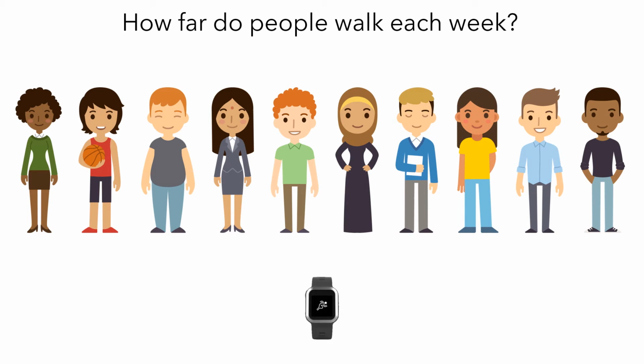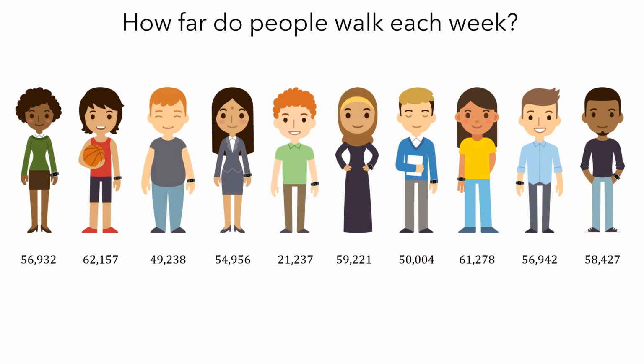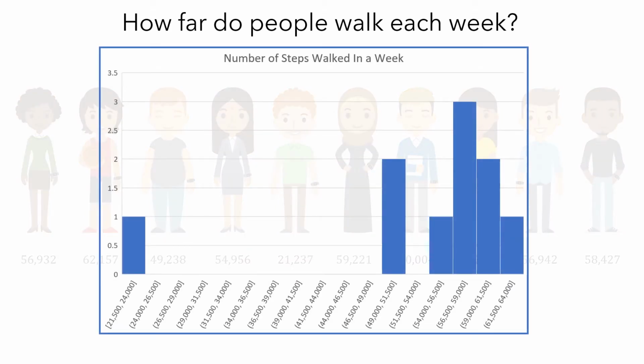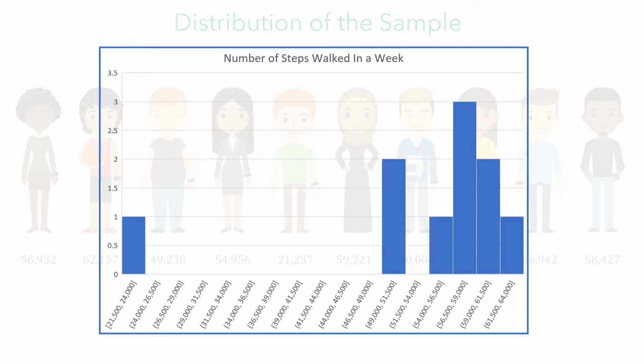Then you'd ask each person in the sample to wear a pedometer, a device that counts their steps, for a week. At the end of the week, you record the total number of steps each person took. So we have these 10 numbers that make up the data for the sample, and we can look at the distribution of these data. This is called a distribution of the sample, and it has a sample mean of 56,889.